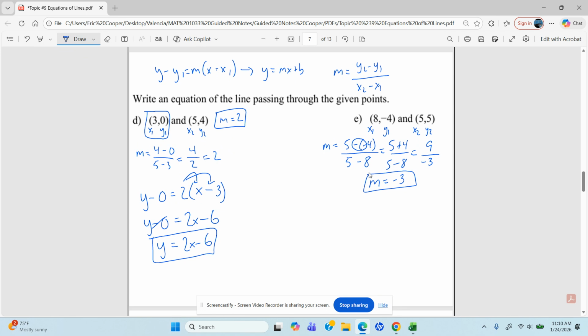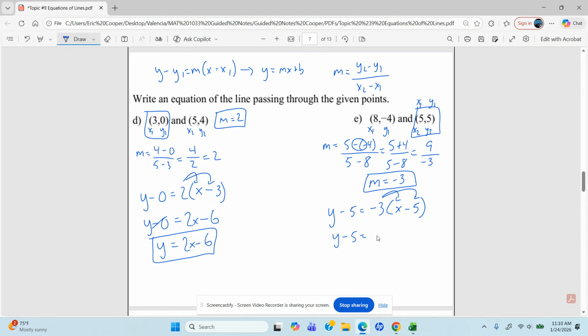Now for this one, I'm actually going to show you. I'm going to use this one. Even though I called this x2 and y2, I'm going to use this point when I do point slope. I'm just going to rename it x1 and y1 when I plug it in. So it's y minus 5 equals negative 3x minus 5.